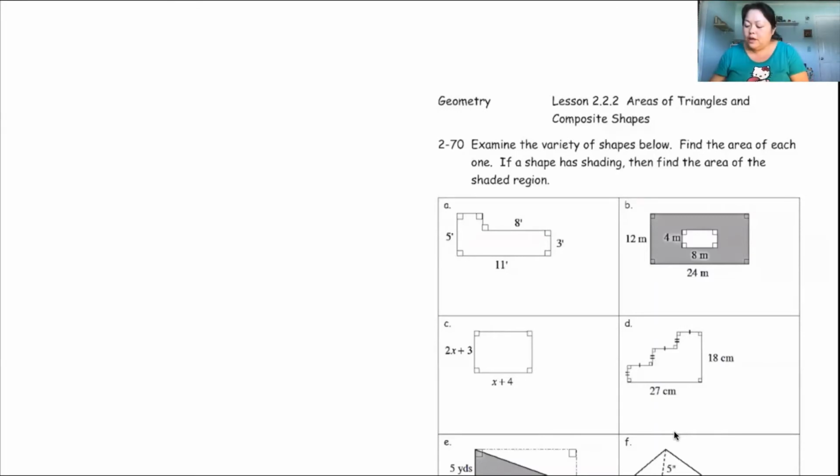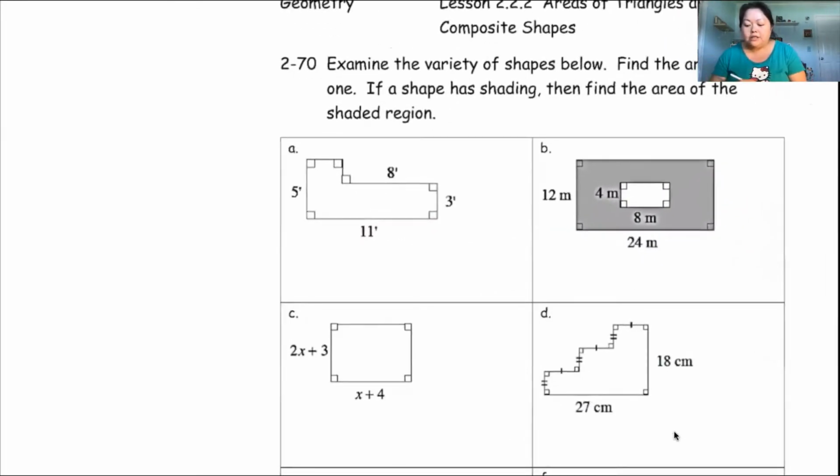All right, so if we take a quick look at number 2-70 here, it says, examine the variety of shapes below. Find the area of each one. If the shape has shading, then find the shaded area only. All right, so when I look at part A here, it's actually two rectangles together. So usually this is why I tell students, you have to figure out how to cut your rectangles, cut it into pieces, right?